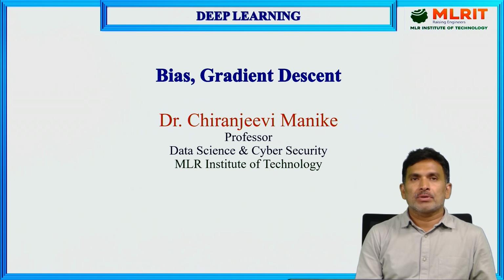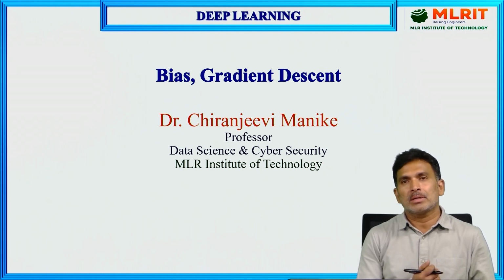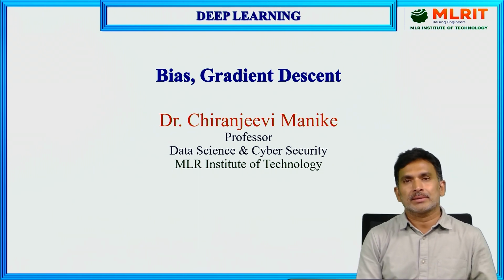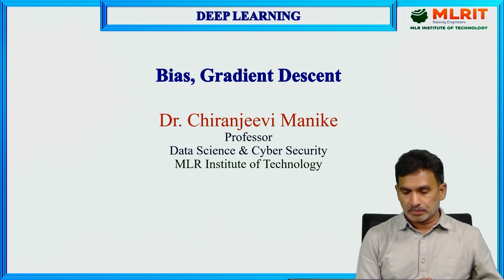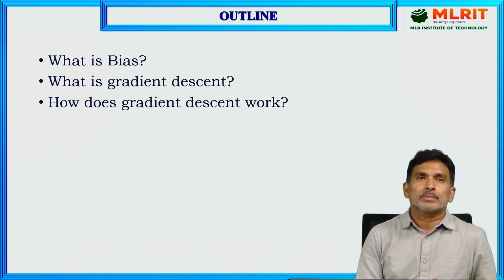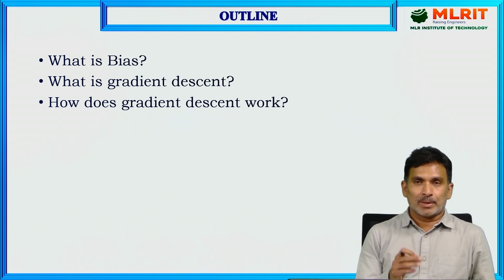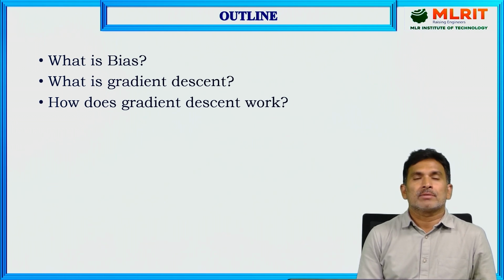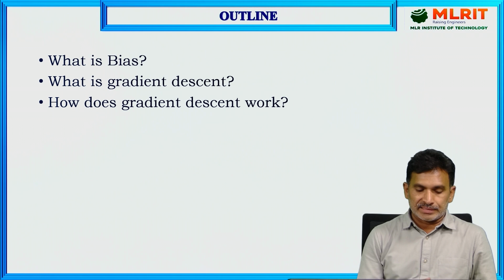In this lecture, we are going to discuss mainly the bias, another important basic concept we need to understand: how it affects the deep learning model, what is the importance of this bias, and then the gradient descent algorithm. Here I am going to cover mainly the definition part, what is a bias, and I will explain the importance of bias in a neural network, and then we'll see again what is a gradient descent and how this gradient descent works.